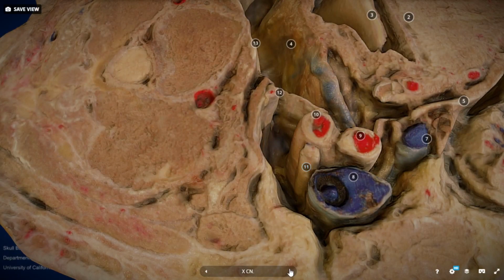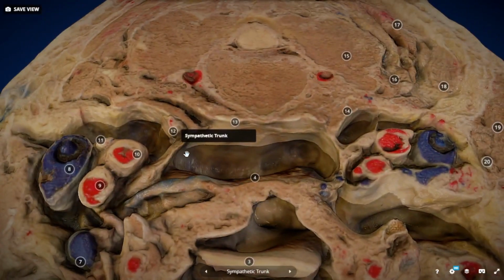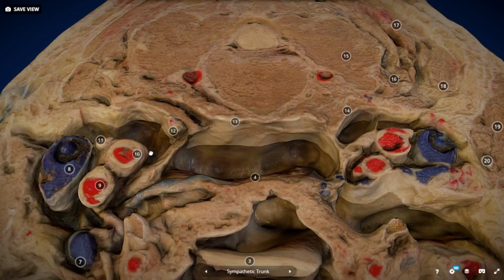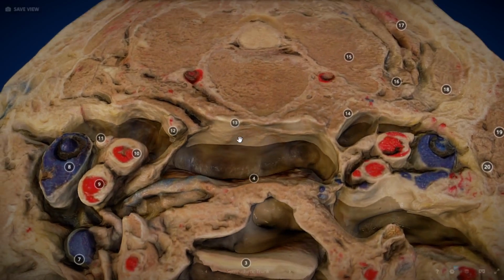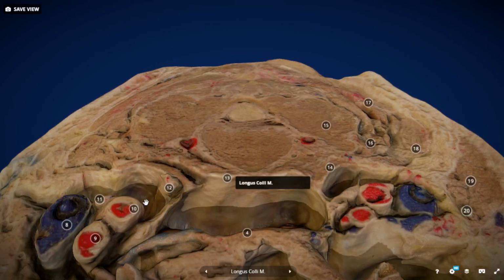So let's move medially, and what we can see here is the sympathetic trunk, which is usually in a very intimate relationship with the carotid artery. In this case, we separate the structures a little bit just to properly identify them. And moving medially towards a muscular compartment, but we saw laterally there was a vascular compartment.